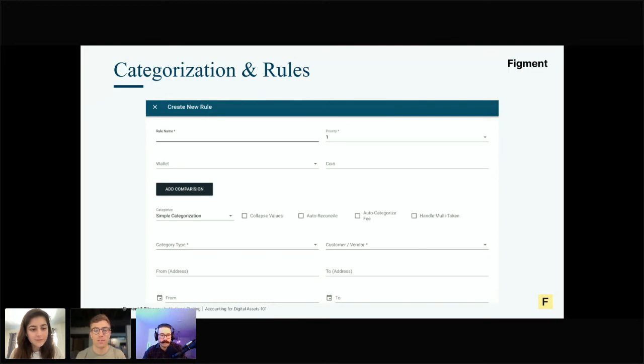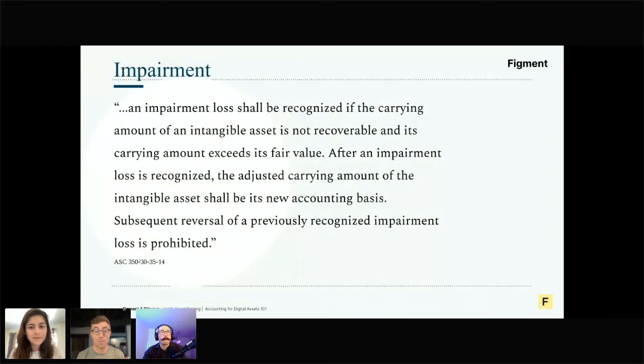I think we're probably good to move to the next part that we wanted to touch on, which was, for us, impairment. And impairment is a hot topic in my life because I have a very exciting life. So, impairment of digital assets.